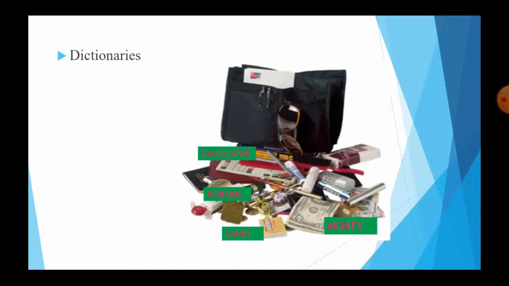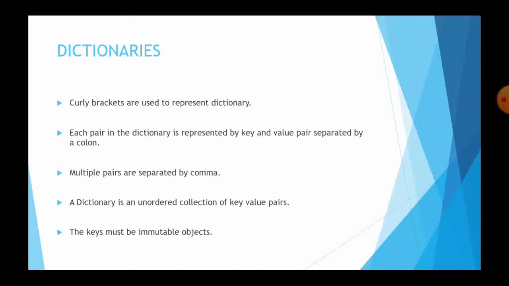For example, if you are searching for the meaning of a word, how will you search in the dictionary? You will search for the first letter in that dictionary. If it matches, you have to search for the word. So each word has a different meaning, but the key should be unique. We'll see how we can create dictionaries.